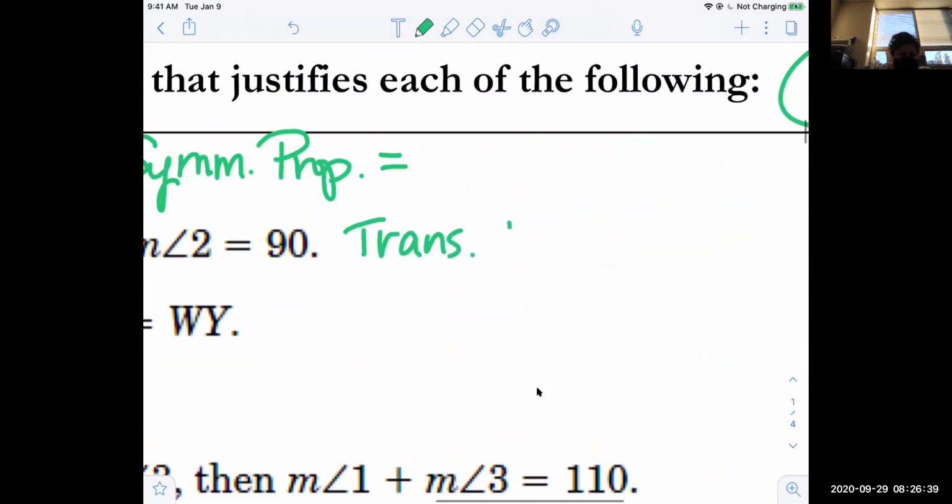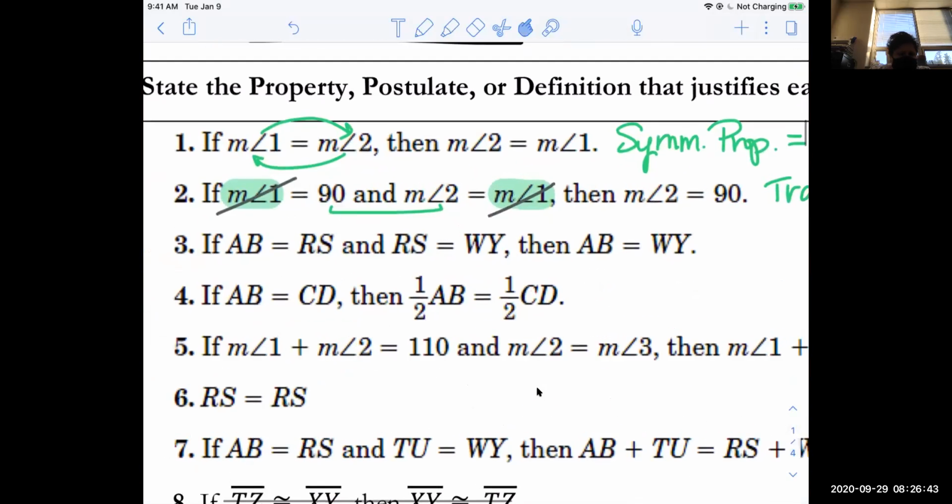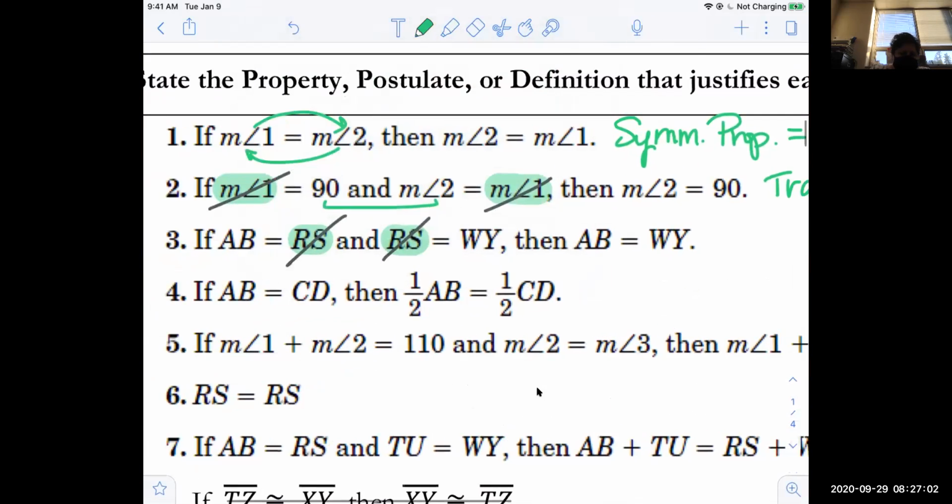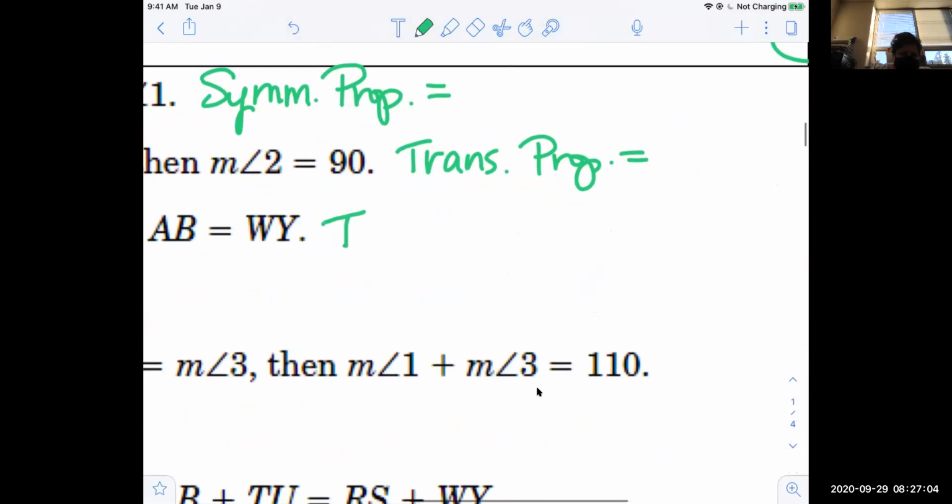Transitive property of equality. If AB equals RS and RS equals WY, then AB equals WY. Because what's that? That's also transitive. So we're taking out RS and relating the first thing to the third thing. Again, they're equations, so it's a property of equality.